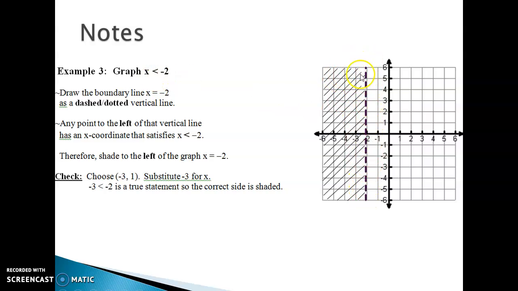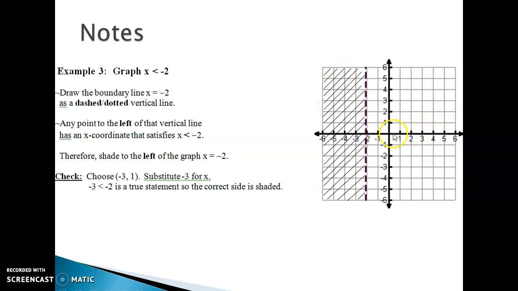Now deciding where to shade is a little bit different because you cannot shade above or below a vertical line. So what you need to do is figure out what points make the inequality true. So in this case, I want points that are less than negative 2. So negative 6 is less than negative 2. So you know you need to shade on this side.